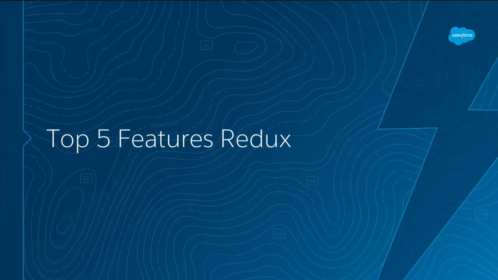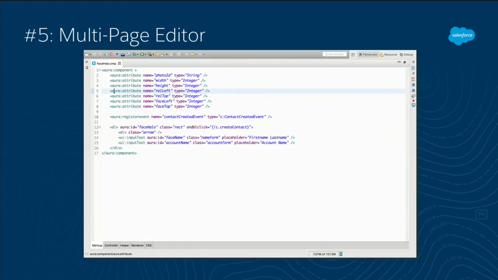So let me give you a summary of my top 5 favorite features again. Number 5 is the multi-page editor. You've noticed how when you're developing Lightning components, they have lots of files. Instead of proliferating all those files in your text editor, use this multi-page editor. It bundles everything neatly for you, so you don't have to lose all your screen estate.